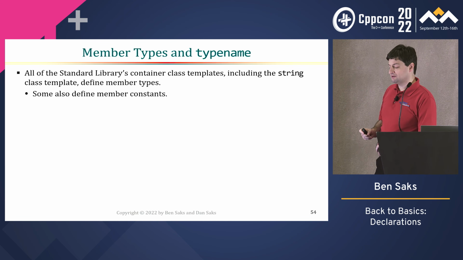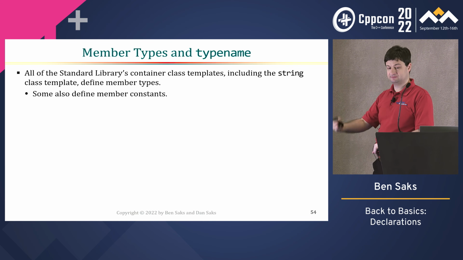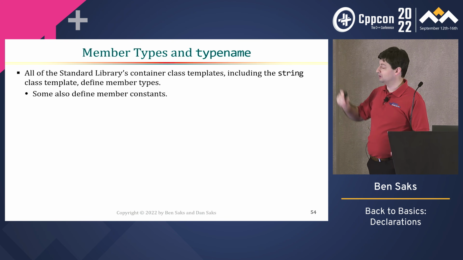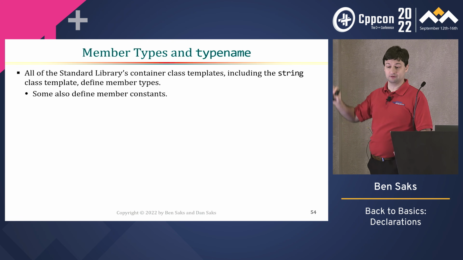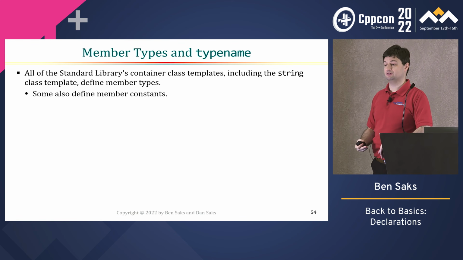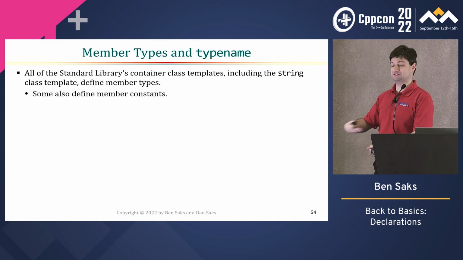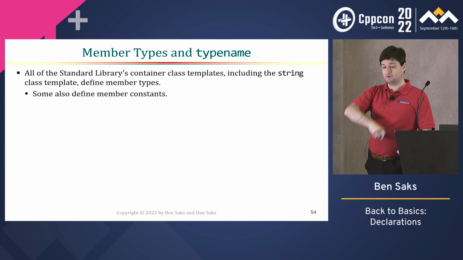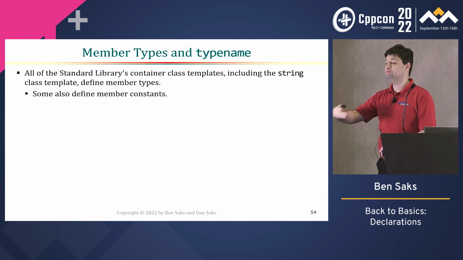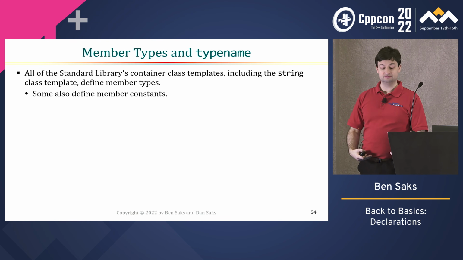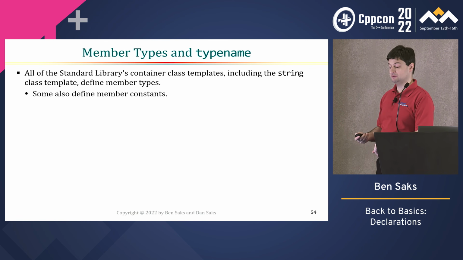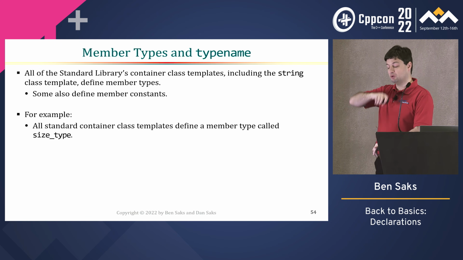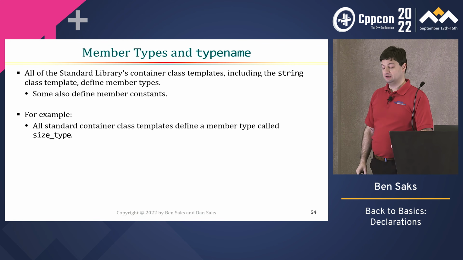So the standard library container types like string, well, string is considered a container, although often we think of vector, list, map, etc., but string actually counts as well. All of those container types have member types that they declare inside themselves, and some of them also have member constants. So all of the container types, for example, declare a nested type called size_type. Usually it's an alias for something like size_t.